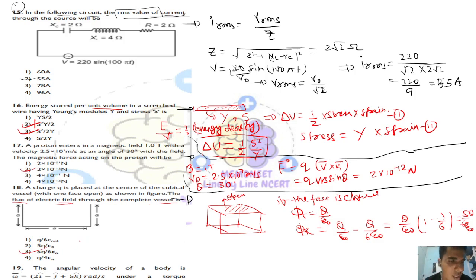Now moving to the next question, we have the angular velocity of a body is omega. Omega is given. Let's separate it out.